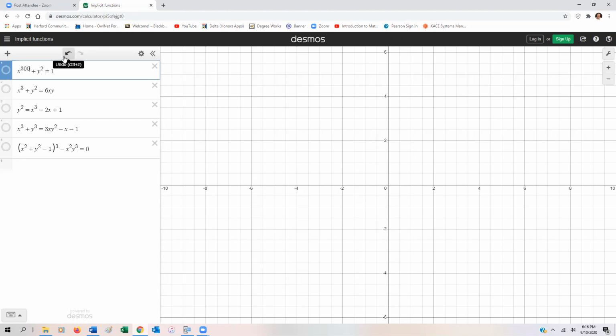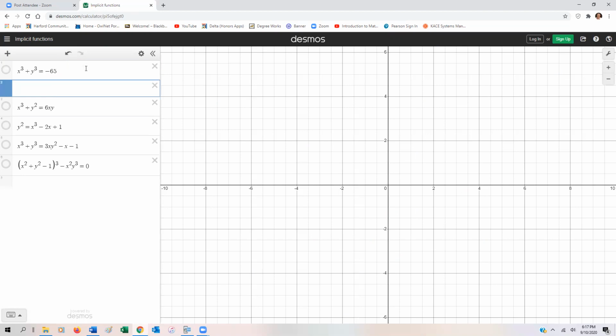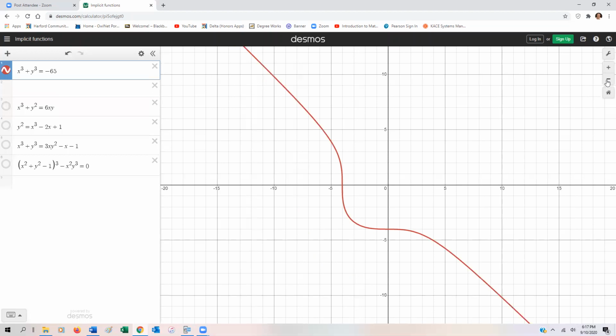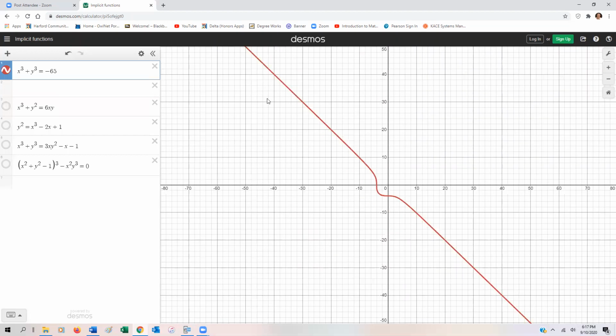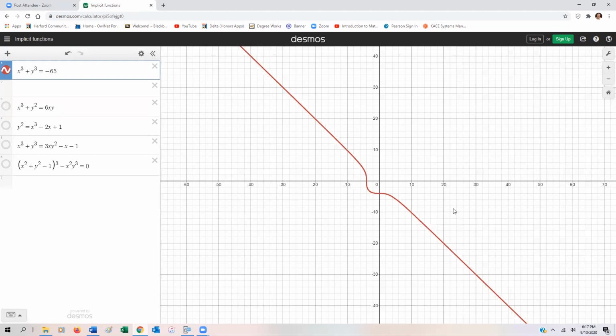x cubed plus y cubed equals negative 65. And we have to click right here in the circle to graph it. And this is what it looks like. Now I'm just going to zoom out, and it just has this little bump in it. So it's not really all that exciting of a graph, okay? But it is what it is, all right?